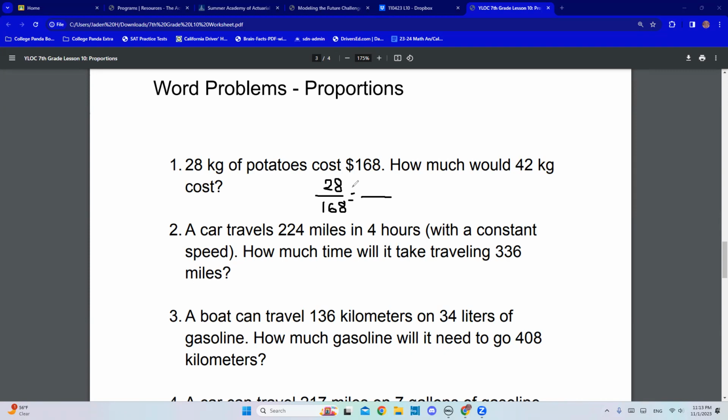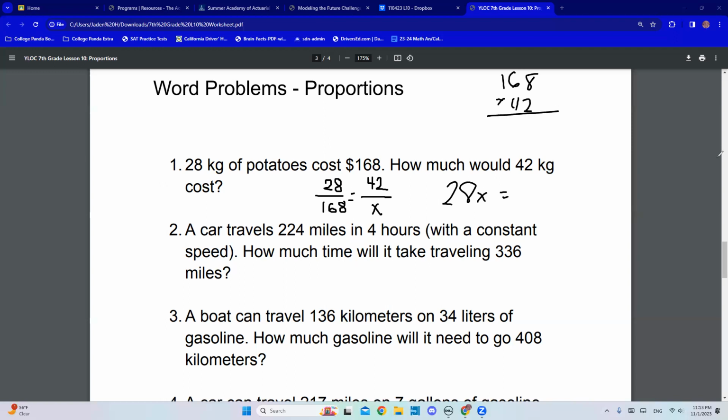Of course, the rate of kilograms to dollars would be the same. So we would set it equal to 42 over x, since we're trying to find the cost. We know the number of kilograms of potatoes. So let's just cross multiply. 28x equals 168 times 42.